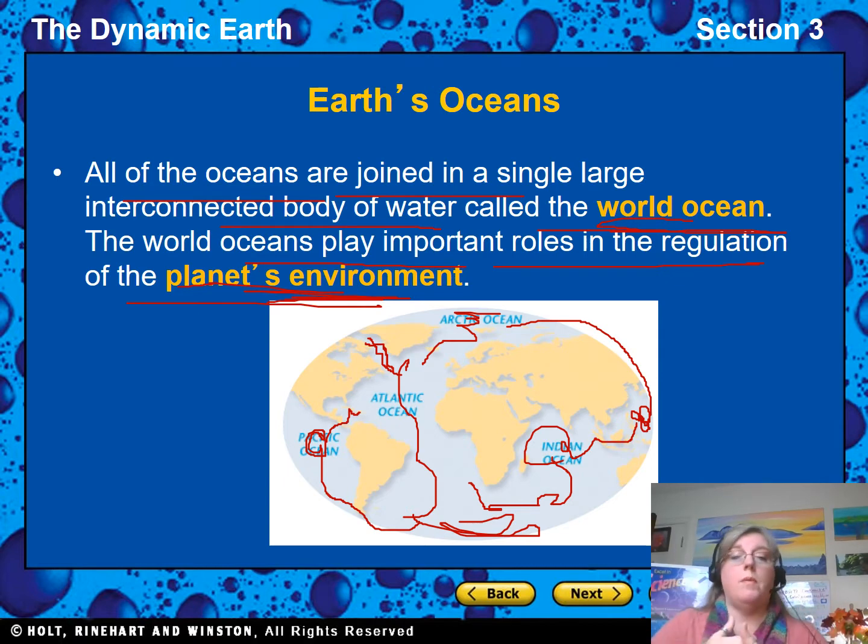Once the oceans warm up, the oceans have such a big part of regulating the climate, okay? Regulation of the planet's environment. They regulate the climate. And when we start heating up the oceans, we start messing up the climate really, really badly.